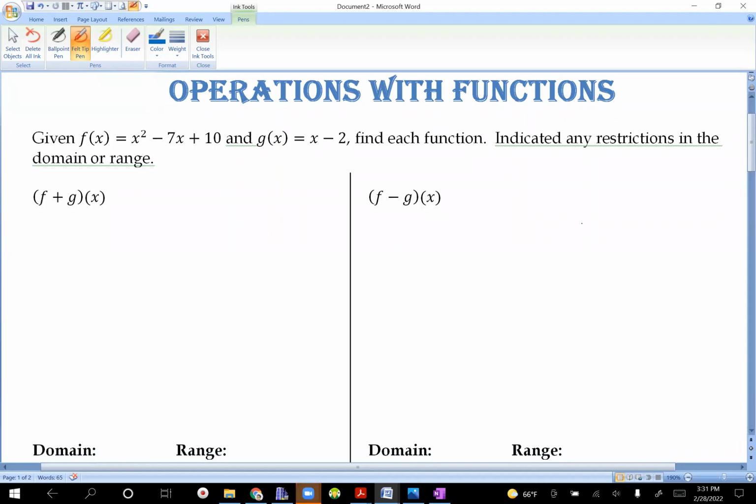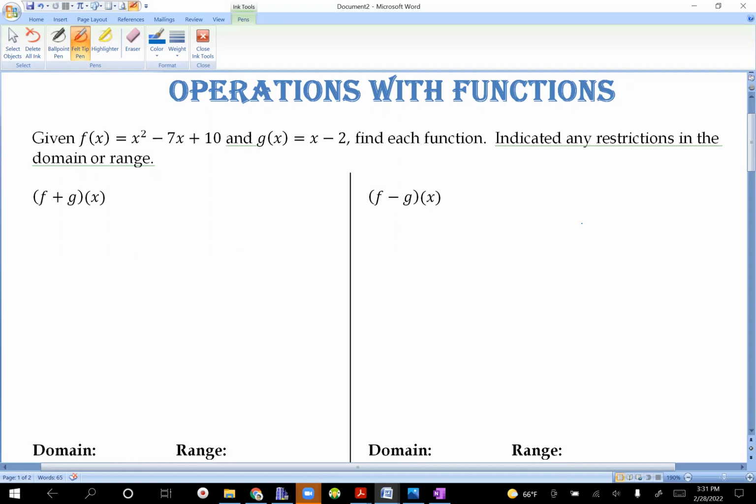Hello, everyone. Today we are doing operations with functions. So we're going to jump right into our first problem. Given f of x equals x squared minus 7x plus 10 and g of x equals x minus 2. Find each function, indicate any restrictions in the domain or range.